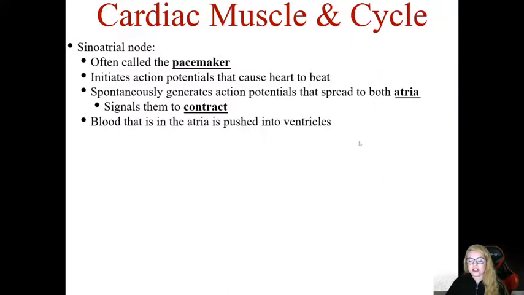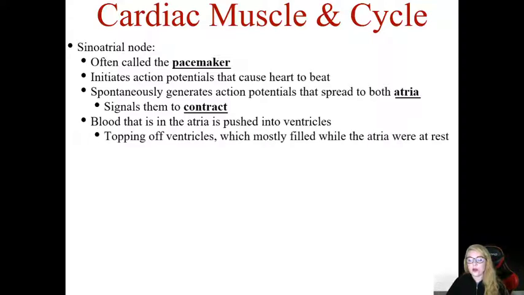Blood that is in the atria, like we said, is going to get pushed into the ventricles as a result of this. This tops off the ventricles, which are mostly filled while the atria were at rest. Remember, this is a continuous thing. The atria and the ventricles are continuously contracting and relaxing. When one fills, one empties, one fills, one empties, and this beating continues. The AV node, or the atrioventricular node, also has action potentials that stimulate atrial cells.